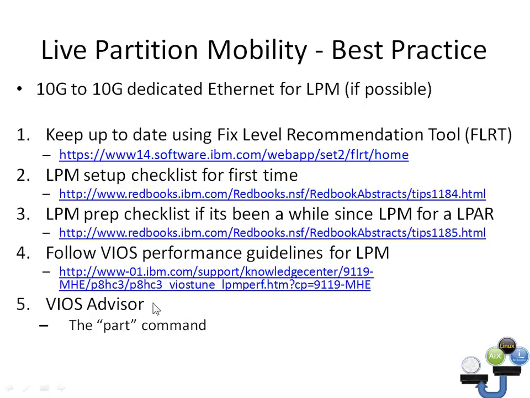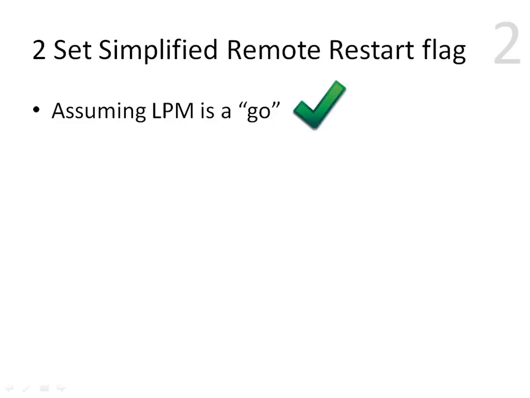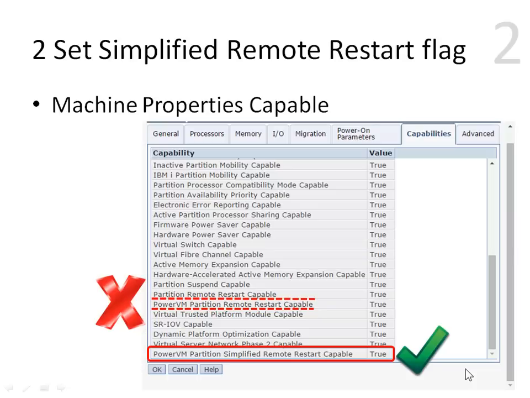And don't forget the old IBM Advisor, it's a part command on the VIO server. Gives you lots of very quick, simple hints and tips about things you can actually improve your VIO server with, particularly if you run that during a busy period. It even tells you the commands to run to get these things fixed. Okay, enough about LPM. Let's just assume that's ready to go. Let's get on with the remote restart features.